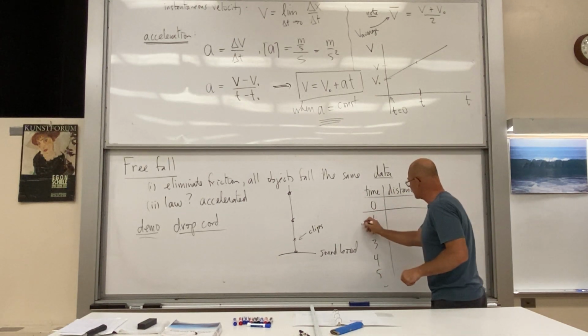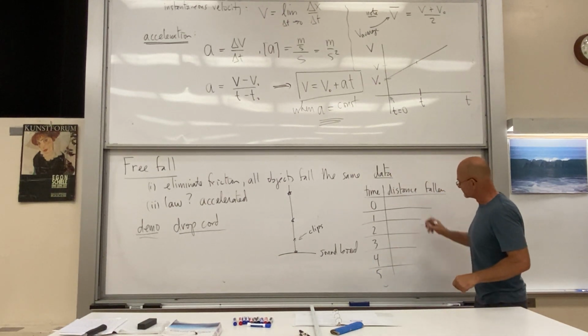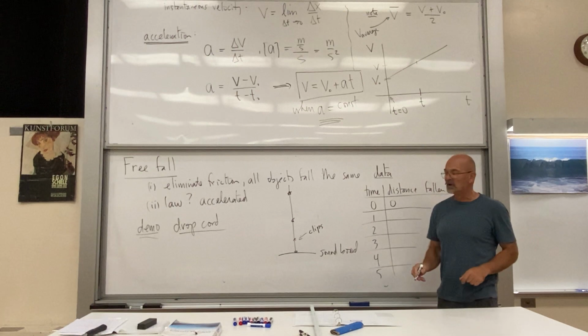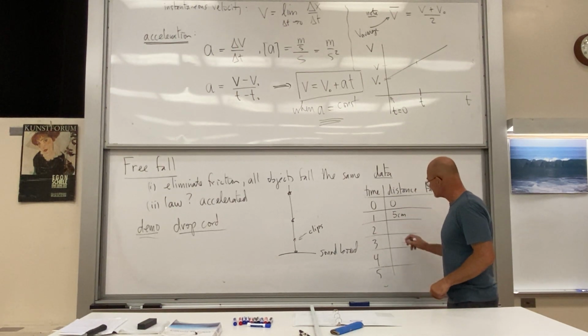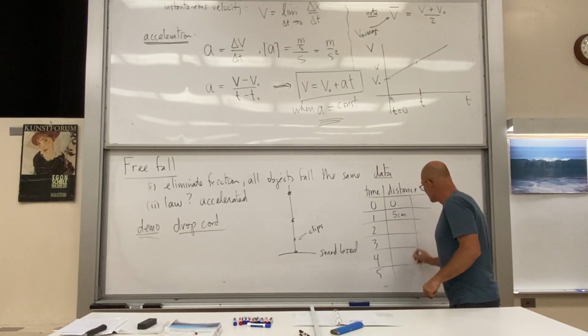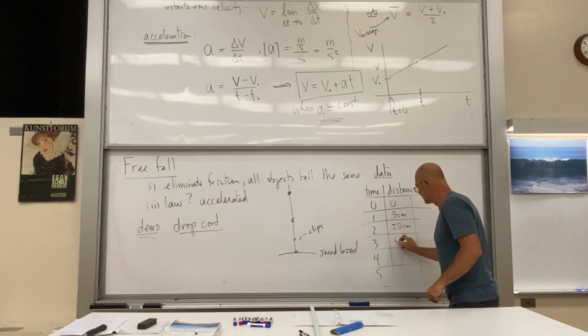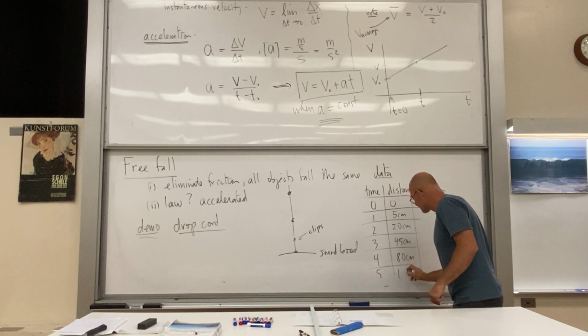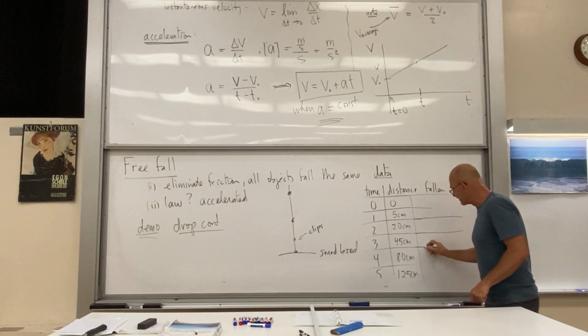Now what about the distance fallen? I didn't tell you, but I knew the answer. At rest, of course, it hadn't fallen at all. I then had 5 centimeters. We're going to leave a third column here. I had 5 centimeters, 20 centimeters, 45 centimeters, 80 centimeters, and 125 centimeters.